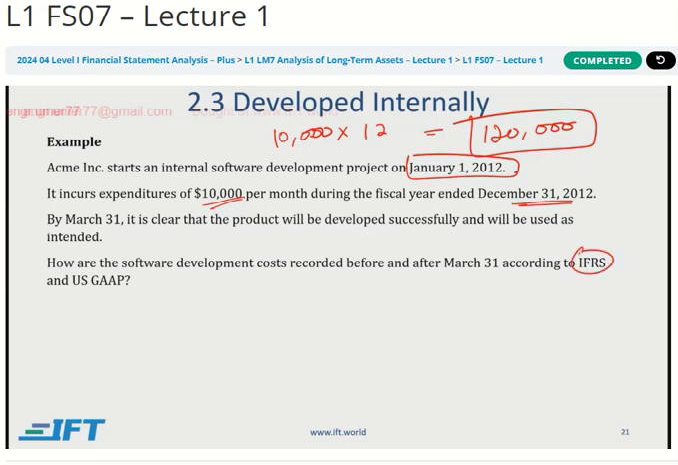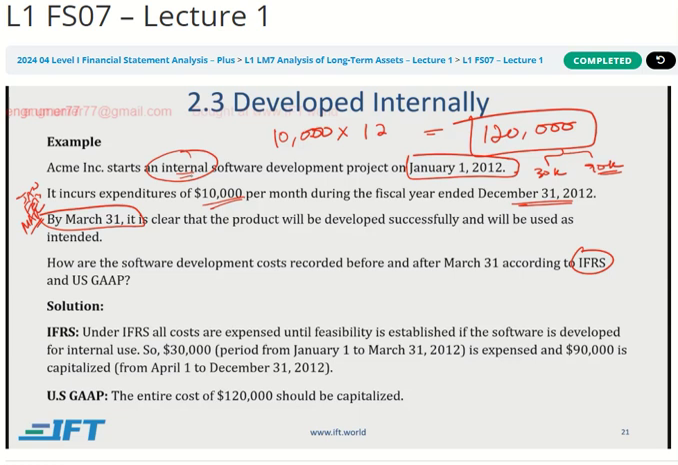IFRS requires the technical feasibility, and that technical feasibility is only there by 31st March, right? So the first 3 months, which is your Jan, Feb, and March, the technical feasibility is not there. So from 120, I would say 30K will be expensed as far as IFRS is concerned, and 90K should be capitalized. Whereas US GAAP obviously doesn't require any kind of technical feasibility as far as internal software development is concerned, and they will capitalize the entire 120K.